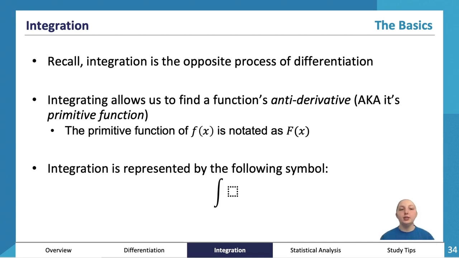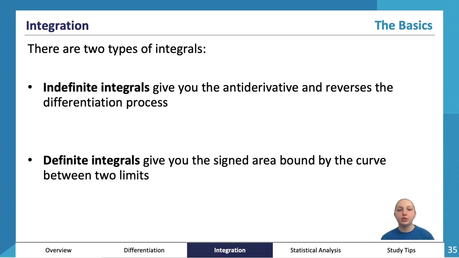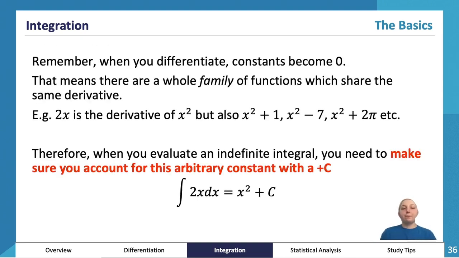Okay, so there are two types of integrals. You've got the indefinite integral, which gives you the antiderivative and reverses your differentiation process. And then you've got the definite integral, which gives you the area bound by a curve. We're going to have a bit more of a look at both of these things. So if this is the first time you're thinking about this, don't worry, because we're going to look in much more detail at these.